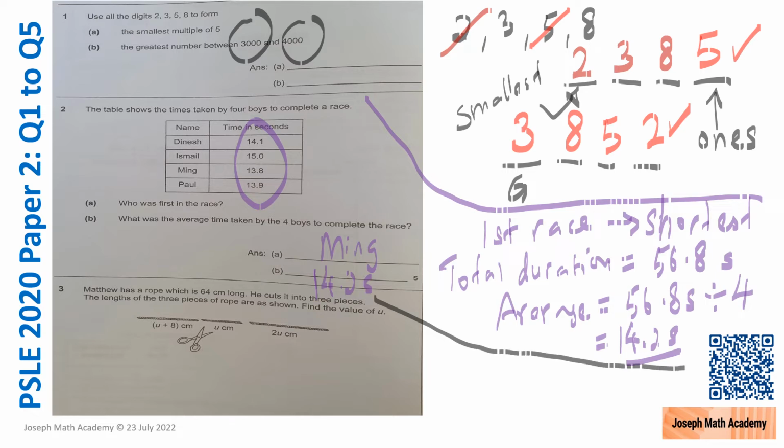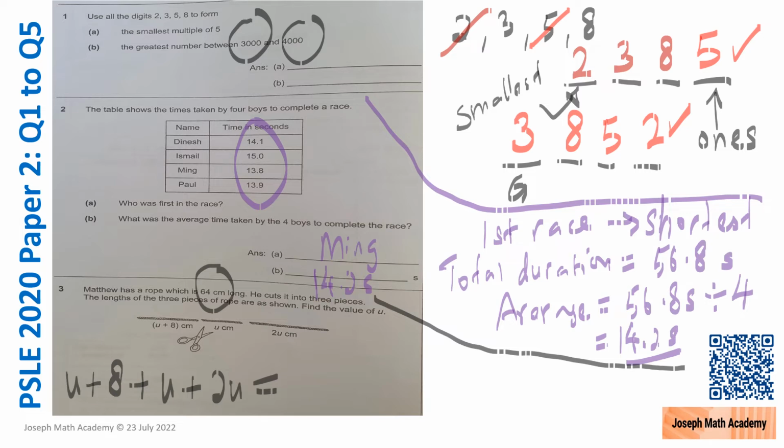Now to do number 3, we were told that Matthew has a rope 64 cm long and it's being cut into 3 pieces as shown in the diagram. So let's add up the 3 pieces. It is an algebraic expression. So the first piece is u plus 8. The second piece is u. The third piece is 2u. Now, all the u terms must be added together.